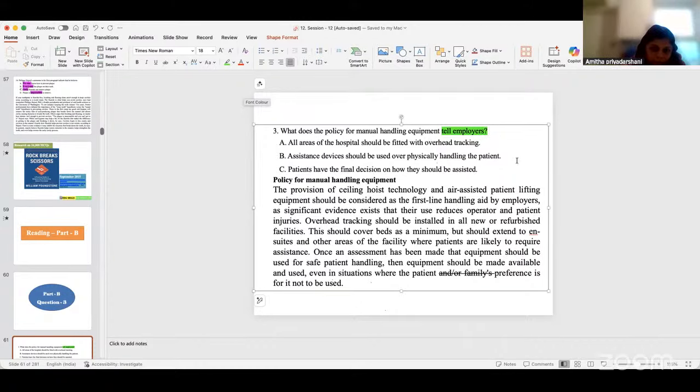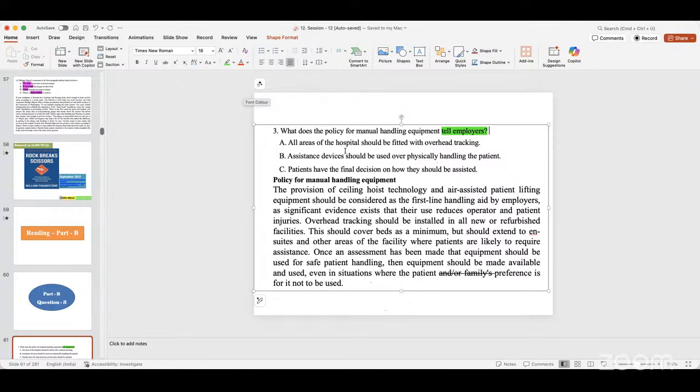Am I audible? Yes. Okay. What does the policy for manual handling equipment tell employers? Option A, all areas of the hospital should be fitted with overhead tracking. All is an absolute.